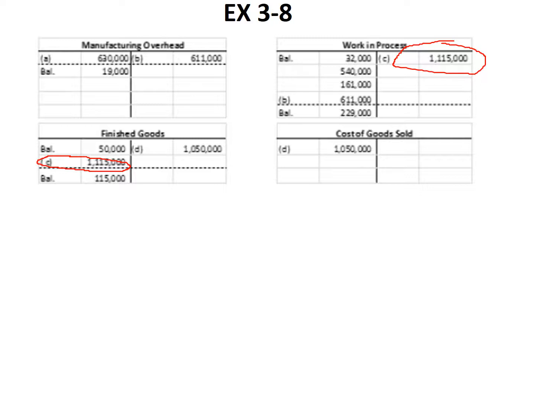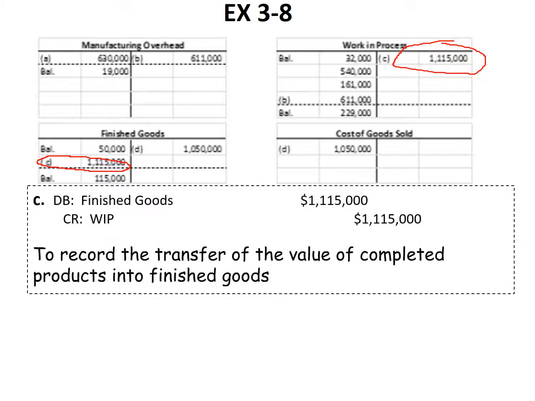So let's take a look at the journal entry. Debit finished goods for $1,115,000 and credit work in process for $1,115,000. And indeed, this represents the transfer of the value of completed products out of work in process into finished goods. So let's look at the last transaction, which would be transaction D.